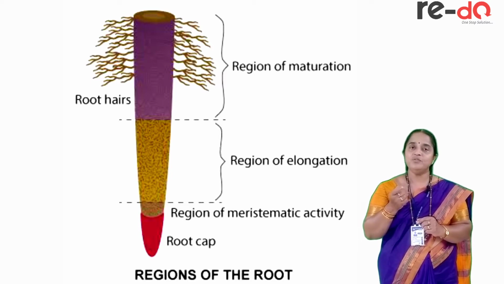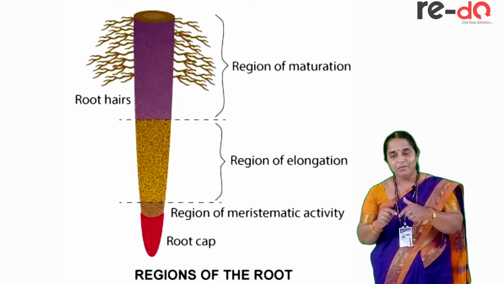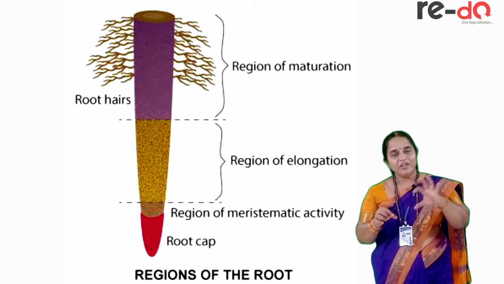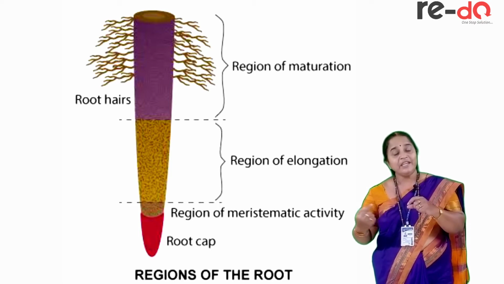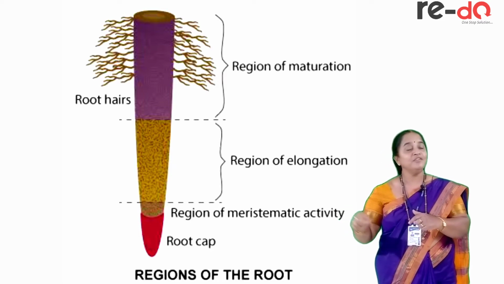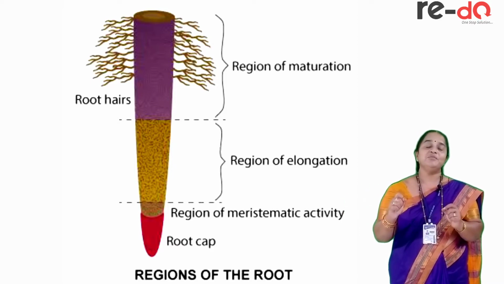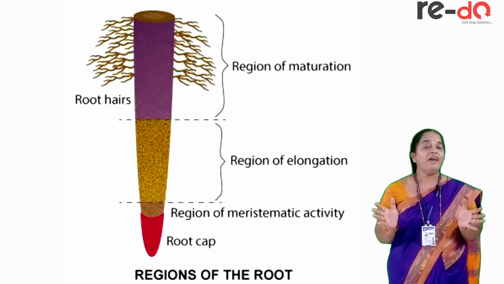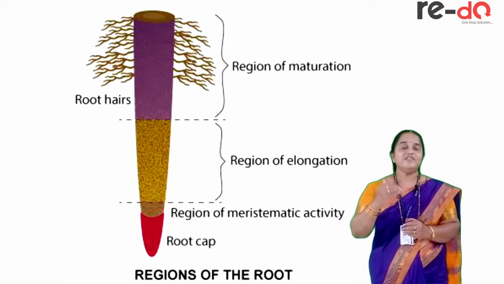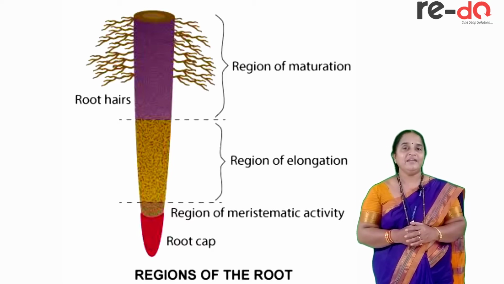It secretes mucilage. It is a sticky fluid. So when the roots start growing below the soil, this mucilage secreted by the root cap will keep the root in protected condition, and it lubricates the path as the root starts growing and penetrating down the soil layers. No pathogens can enter through this mucilaginous coat, so it also has a defensive role. Just above the root cap is the region of meristematic activity.